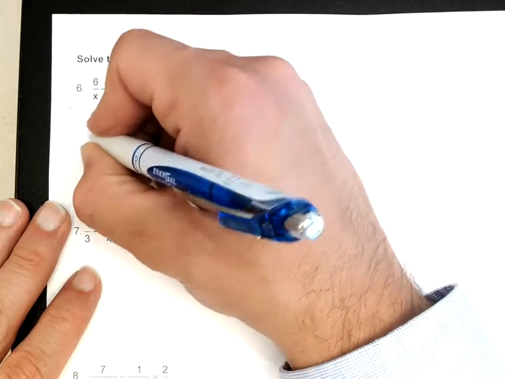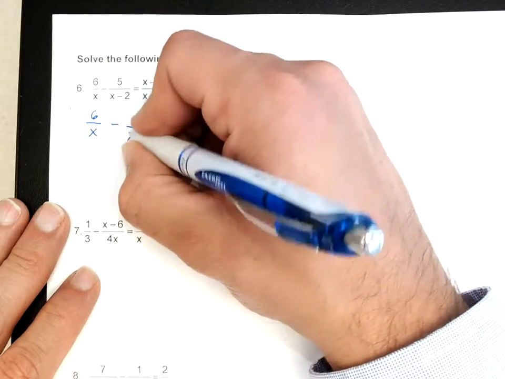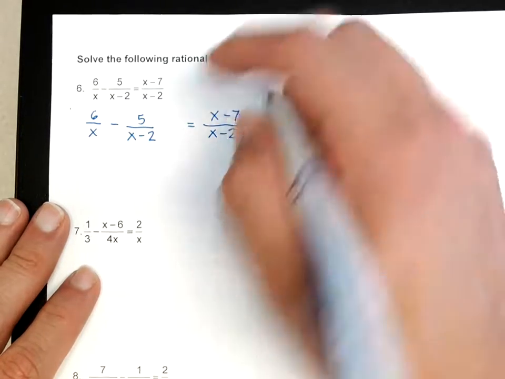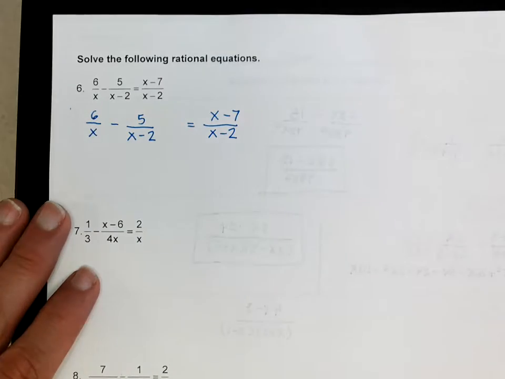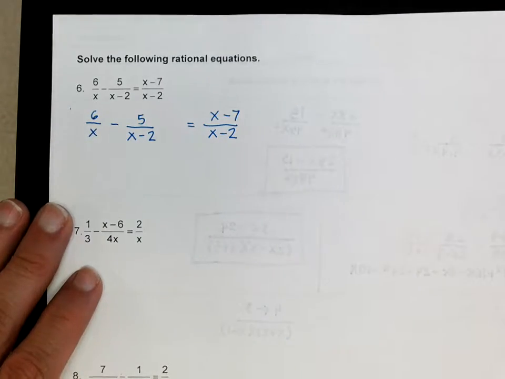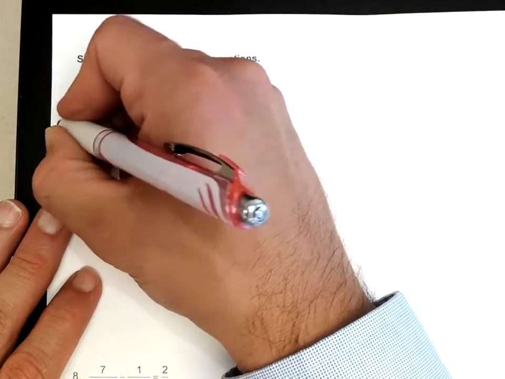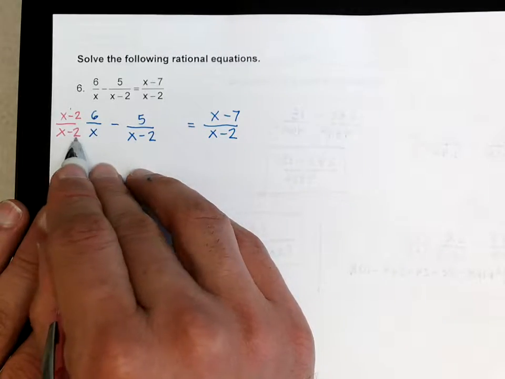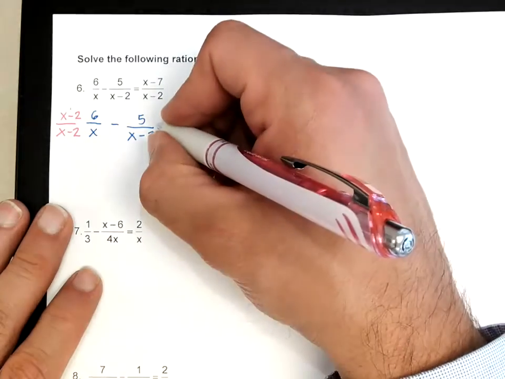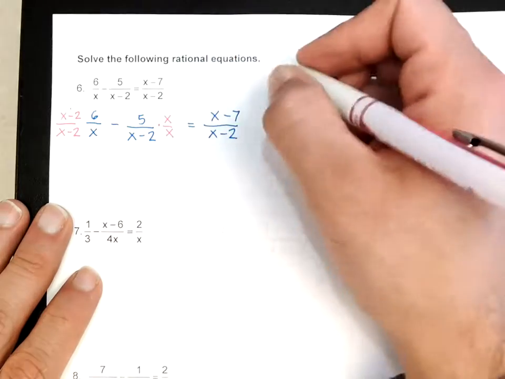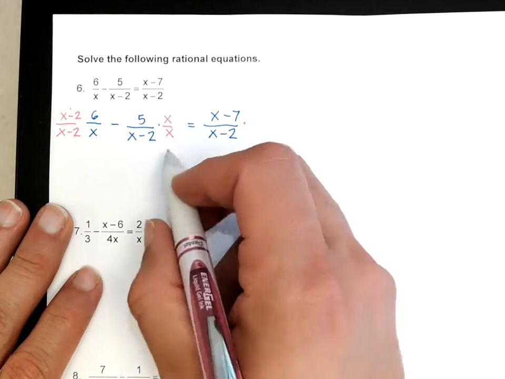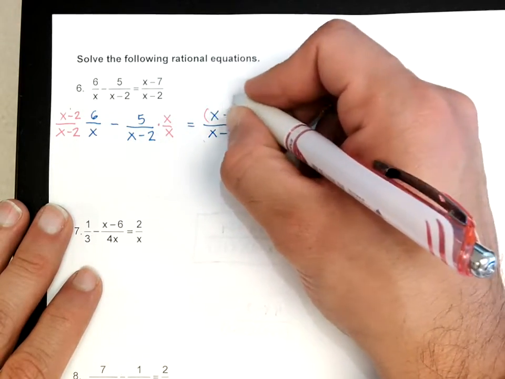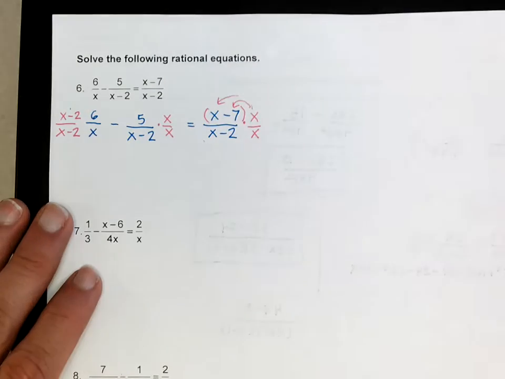So notice that you have 6 over x minus 5 over (x minus 2) is equal to (x minus 7) over (x minus 2). Now both of these have an x minus 2, so I don't have to add that, but this one does not have an x minus 2. So I have to multiply top and bottom by x minus 2. And on this side, notice that I now have an x minus 2 times x, and I have to multiply this times x on top and bottom. And this one, I need an x also, so I'm going to multiply by x on top and bottom. Remember that I have to distribute that.